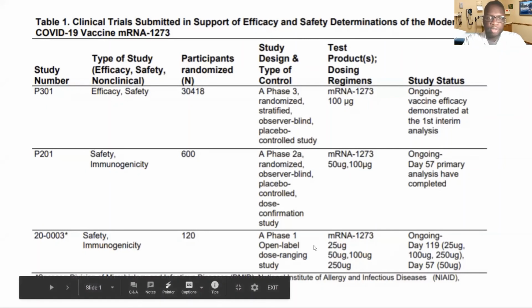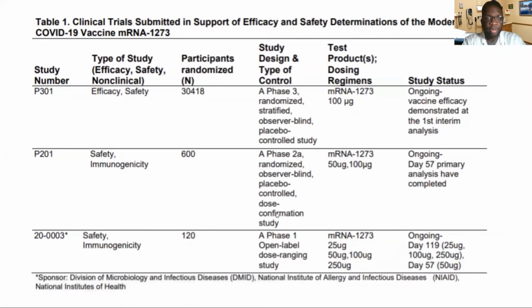Moving on to phase 2, this study was done in a randomized, observed, blind, placebo-controlled dose confirmation study and focused on the same safety and immunogenicity, but this time with a larger randomized participant group of 600 and included doses of about 50 micrograms and 100 micrograms only. This phase, just like every other phase, is also ongoing.